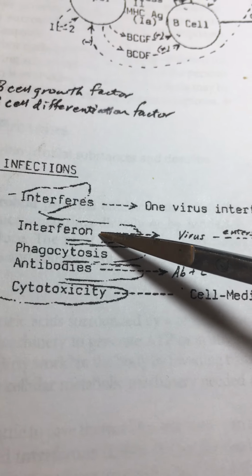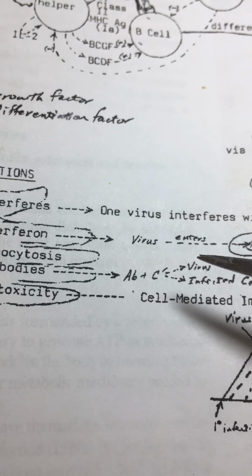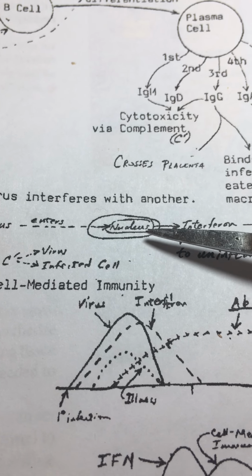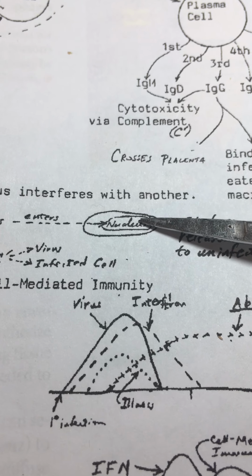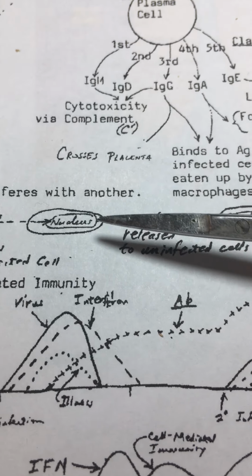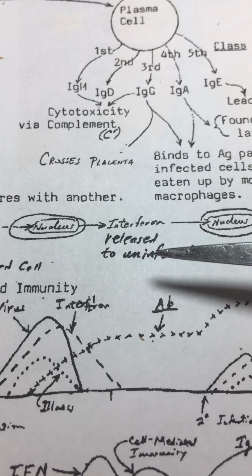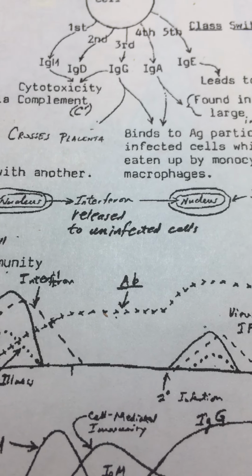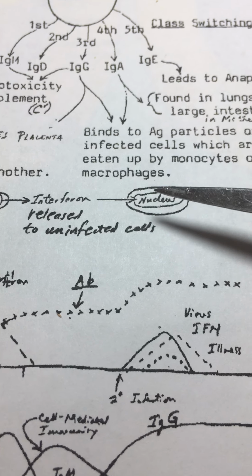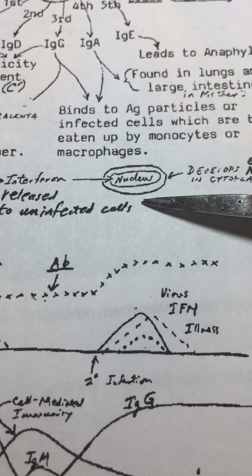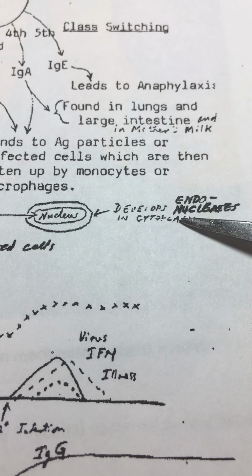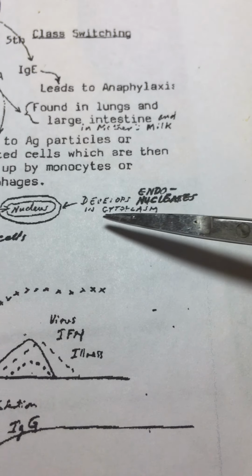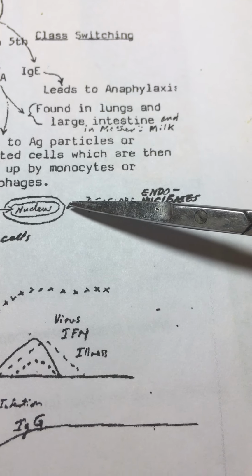What is interferon? Interferon is something that's released when a virus enters a cell and infects a cell in the nucleus and intrudes into the DNA or the genome. That cell detects the disturbance in the force and releases this molecule called interferon. It releases it to the uninfected cells, which then have receptors for interferon, and they produce an endonuclease, that is to say an enzyme which digests incoming RNA, DNA types of viruses.